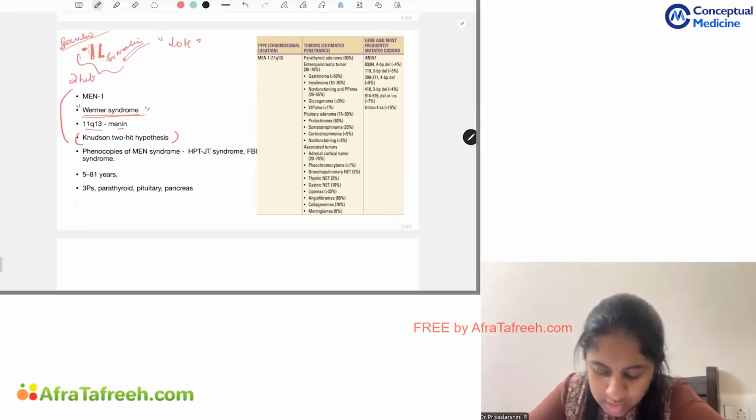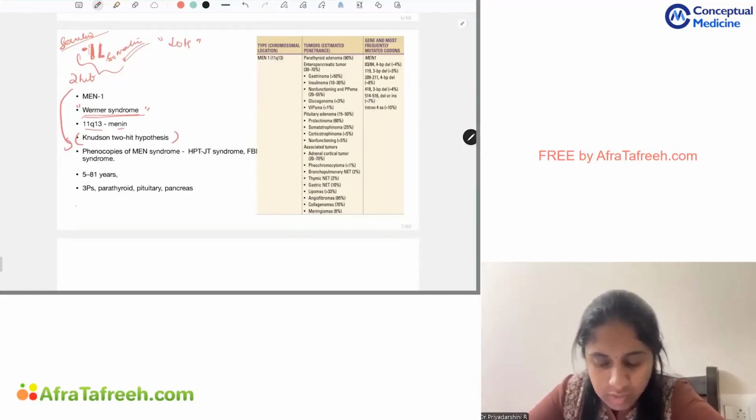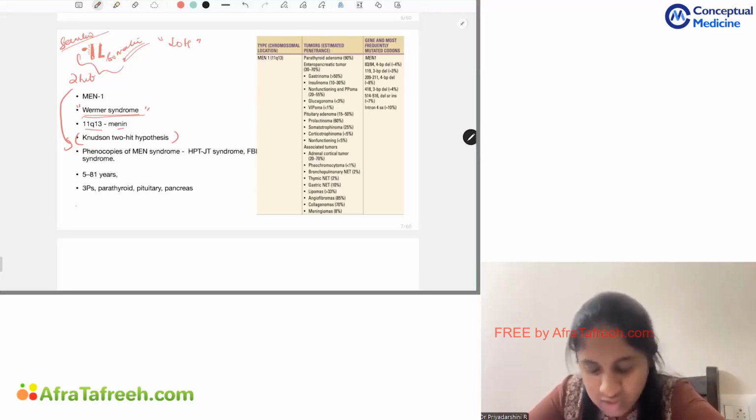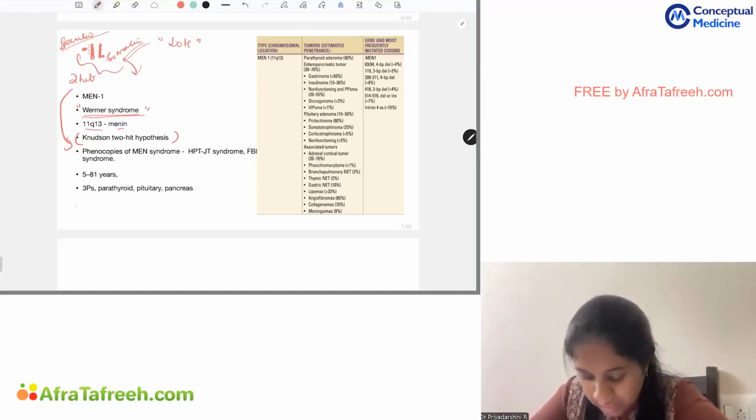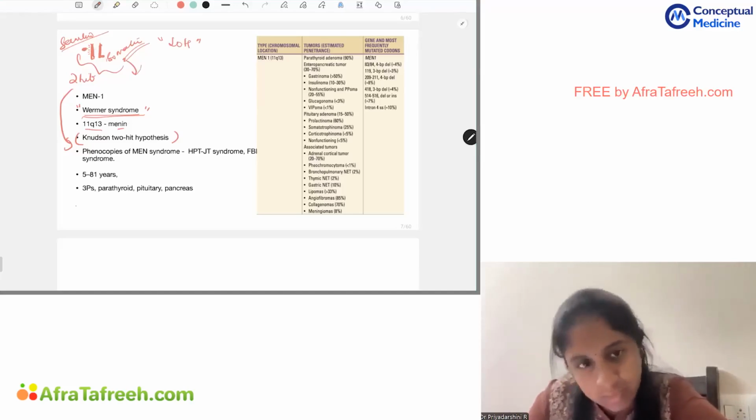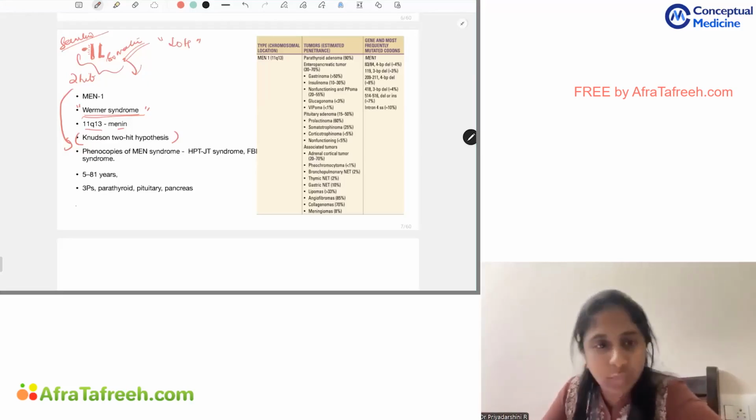This is what you call Knudson's two-hit hypothesis because of the heterozygosity. So you have a loss of heterozygosity. This is called heterozygous mutation. If the same mutation is there, then you can call it homozygous mutation. You have two different separate mutations, which are going to affect the function of that particular protein. So what happens finally? The tumor suppressor gene, menin, may not be functioning. As a result, there will be enhanced tumorigenesis.